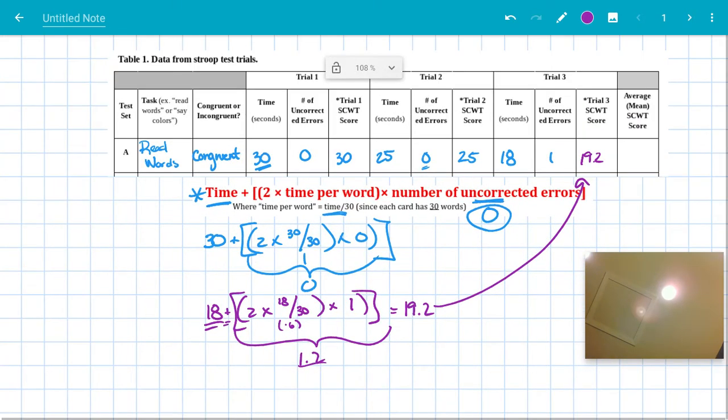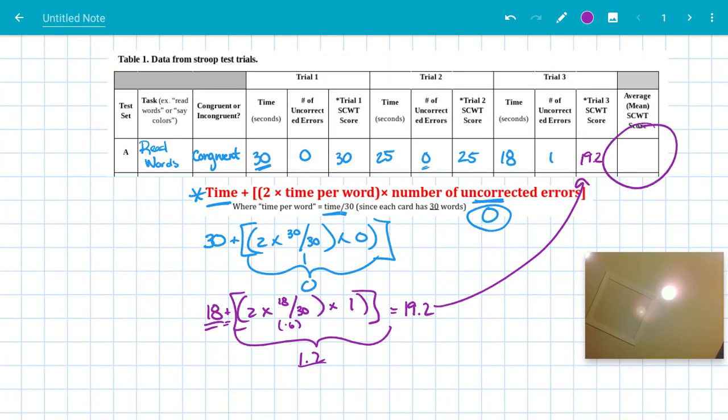Now, I'm going to close it a little bit. You guys all know how to do mean. So I would take 30 plus 25 plus 18. Nope, nope, and nope. Don't listen to your dumb teacher. Let me say that again. I'm circling the wrong ones. 30 for the SCWT, 25 for the SCWT, and, sorry, not 18, but 19.2.